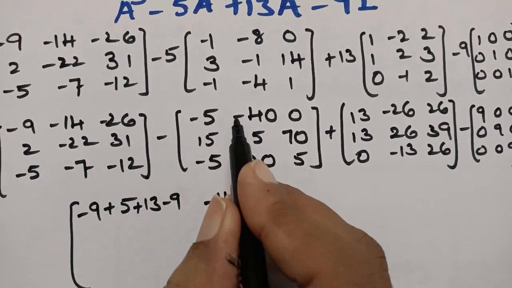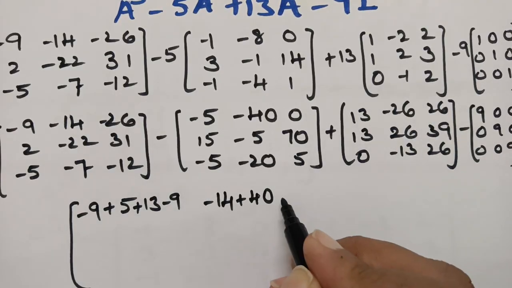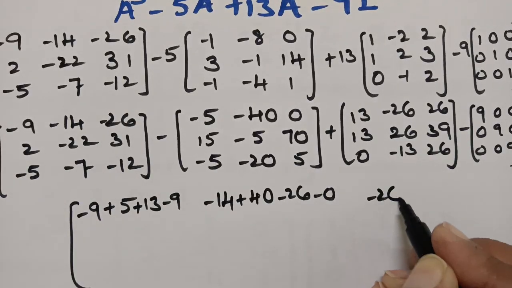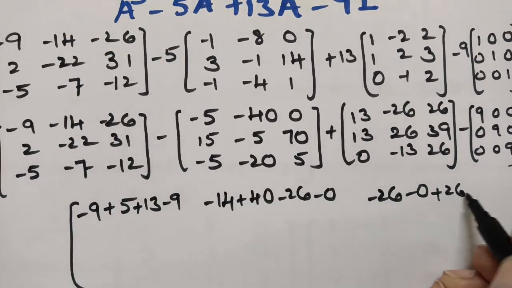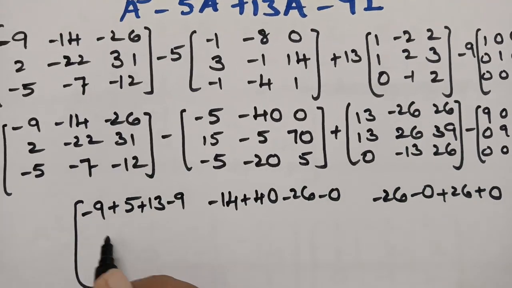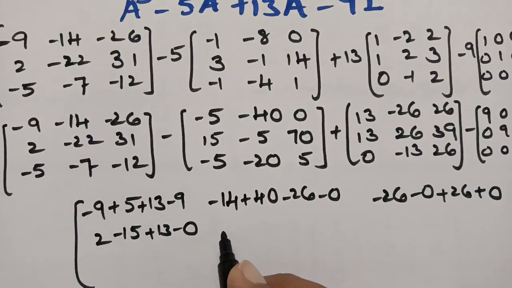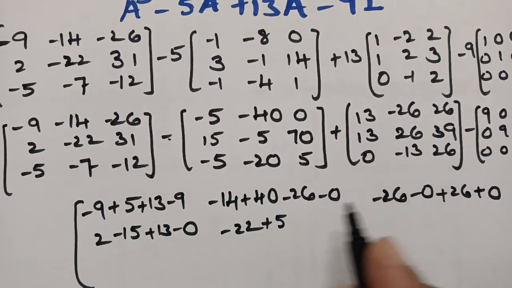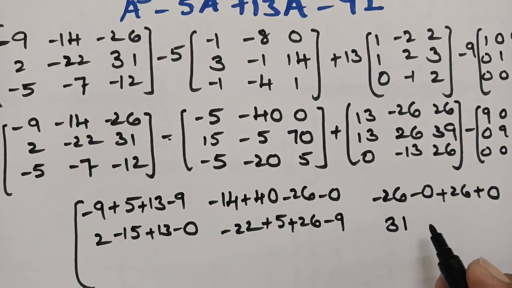See here, minus 14, minus into minus plus 40 and this is minus 26. Minus 26 and this is minus 0. And the next one is, this is minus 26 minus 0. And this value is plus 26 plus 0. Clear? And next thing here is, this is 2 and this is minus 15 and this value is plus 15. This is minus 0. This is minus 22. This is minus into minus. This is plus 5 and this value is 26. This is minus 9. So this value is 31.